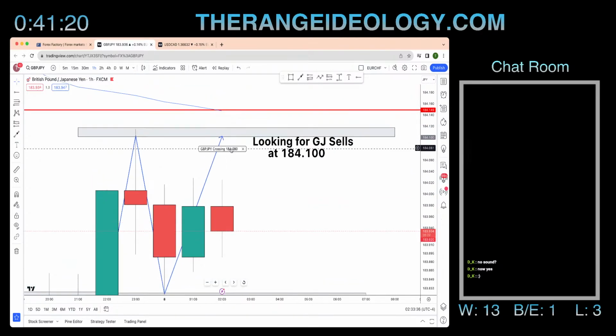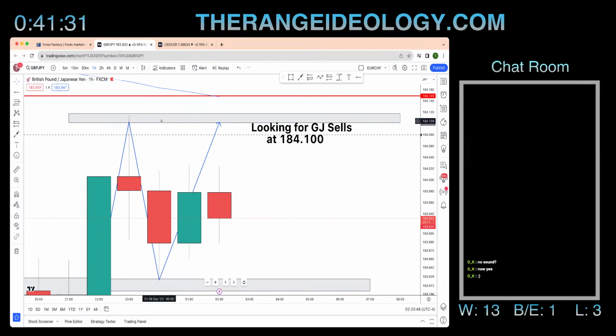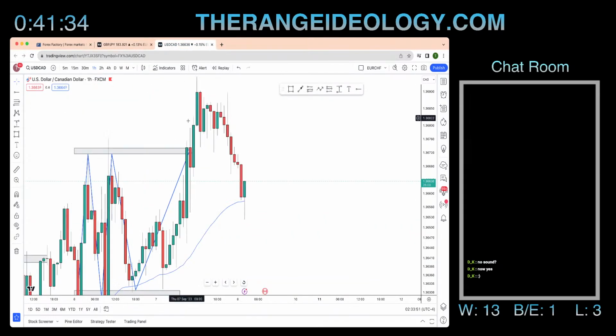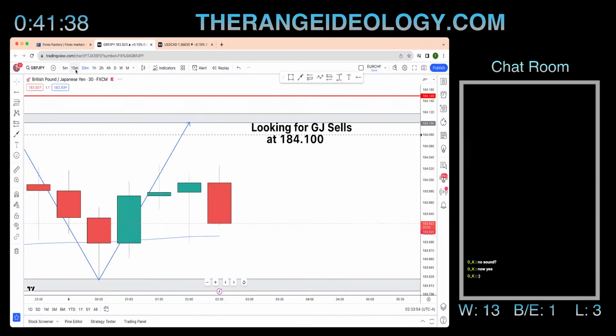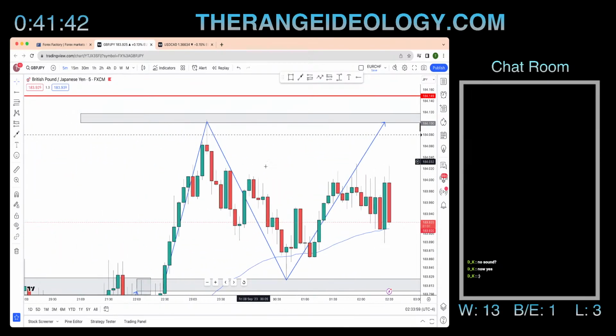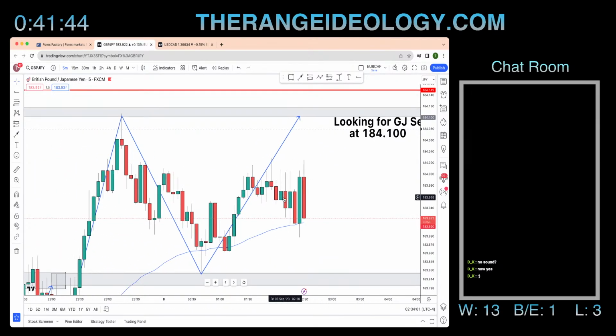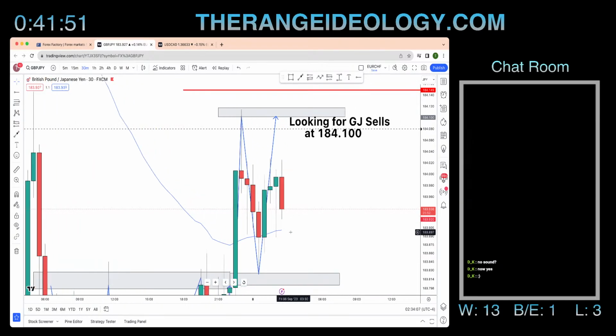I do have an alert set as well, so that is always key to make sure you're notified if you're away from the screen, or even if you're on the screen and you're flipping through your other pairs. We need to make sure of that. So again, price came right back down after the 30-minute candle opening and is going to tap the 30-minute EMA possibly again.